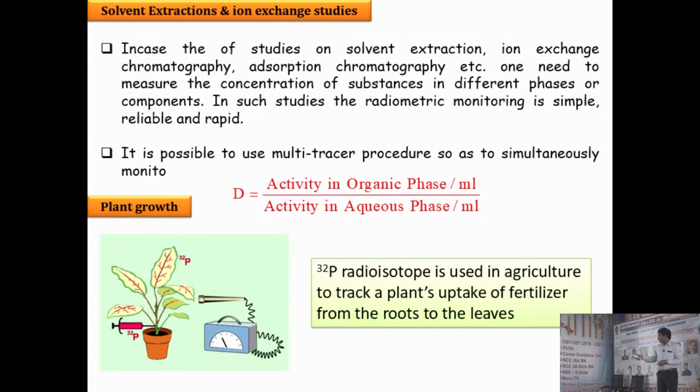Another example: suppose someone wants to see how much of the fertilizers we use for plant growth is taken up. One of the best examples is phosphorus-32. You take phosphorus-32 as the radio tracer, add it to the fertilizer, and apply it in your fields. After a certain time you can see how much phosphorus is taken up by the plants. From that we can see how efficiently the fertilizer is working. This is one example, and you may find other options also.